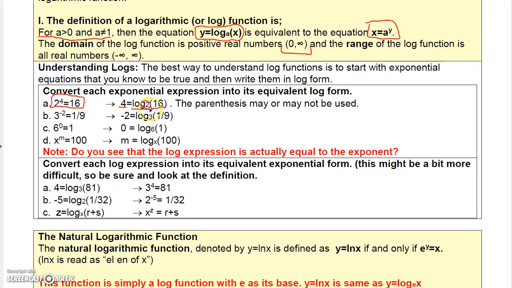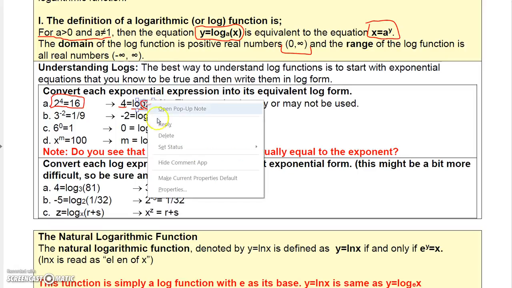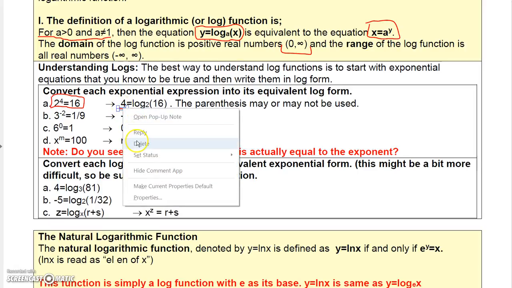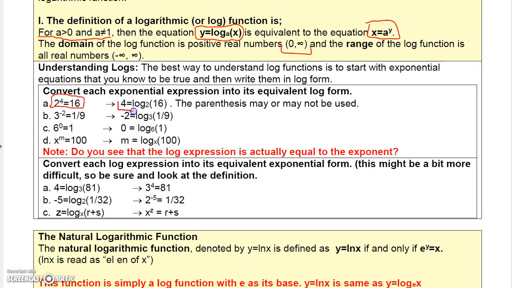It's actually easier if you read it the other way. For this statement to be true, the base 2 raised to the result 4 must equal the argument 16. So as long as 2 to the 4 equals 16, this log is a true statement.